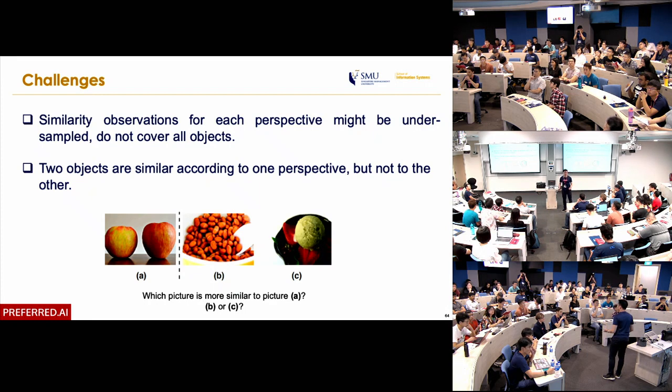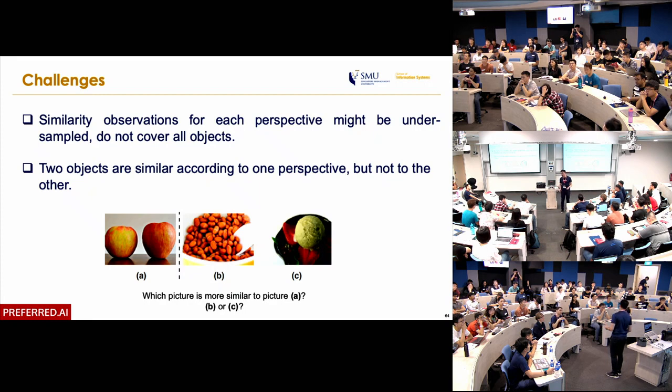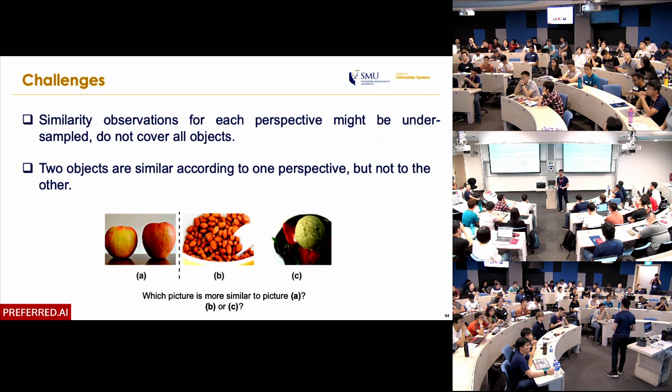A couple of challenges when we want to answer this question: the observation of similarities for a perspective may be undersampled. You don't have the observation about all the objects, let's say all the items or all the images. And two objects may be similar according to one perspective, but different according to another perspective. So how do we take these two challenges into account?